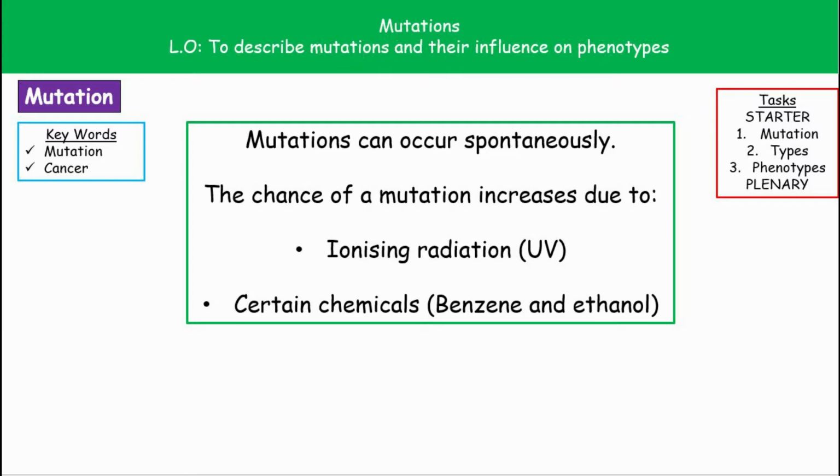And the two key ones that we really need to remember here, firstly, ionizing radiation, and a really good example of that is UV, which comes from the sun. And the second one is exposure to certain chemicals. So things like ethanol, things like benzene, these will all increase the chance of mutation occurring.